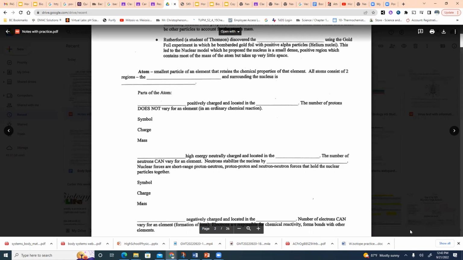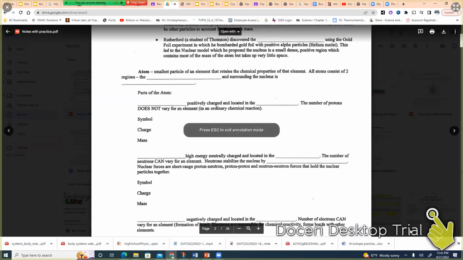All right. So right here on atom, smallest particle of an element that retains the chemical properties. All atoms consist of 2 regions, the nucleus and the surrounding the nucleus is the electron cloud.